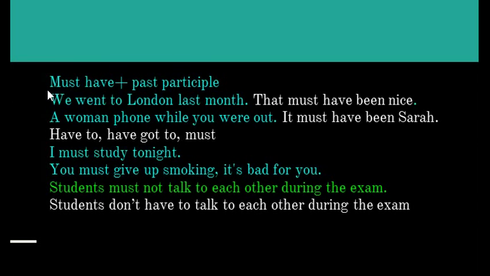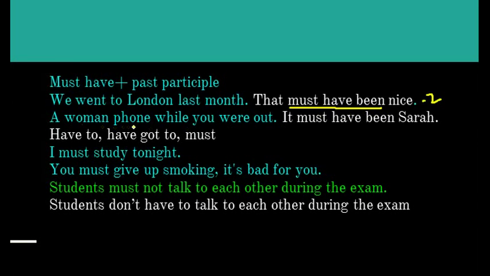We can use must plus have plus past participle to express certainty about the past or to express positive logical assumptions. In this sentence, we went to London last month. This sentence is speaker 1. Speaker 2: that must have been nice. That must have been nice is a positive assumption about the past.